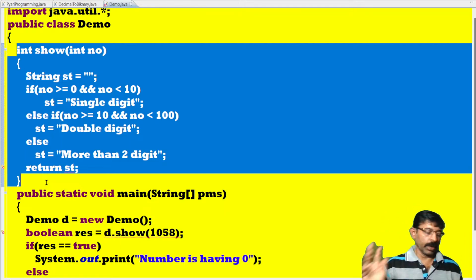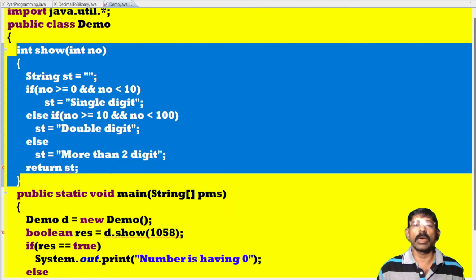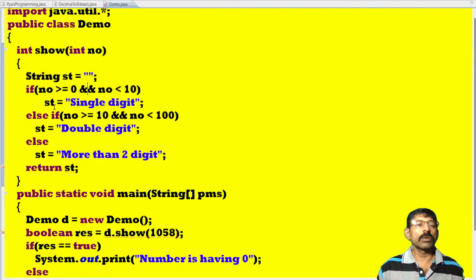Return type should be string. Excellent. Quick to answer, Sai Subhankar. Excellent. Because it is returning st, and st is of type string, so it should be string.